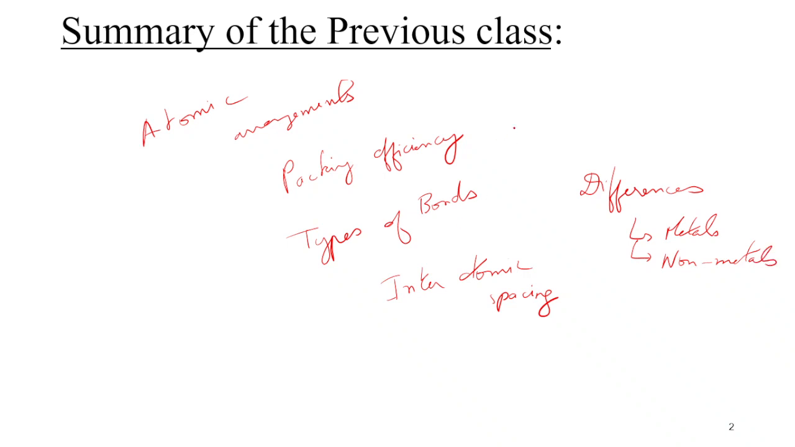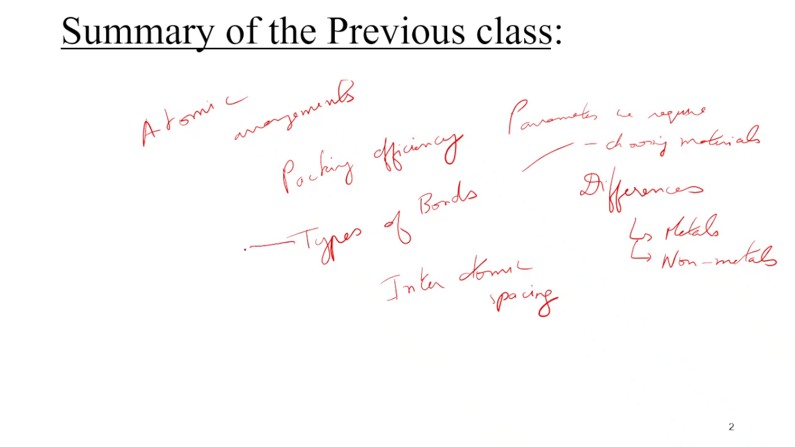Other than this, we also discussed the various parameters we require for choosing materials. Like what should we check before we choose a particular material for use in a particular application? That also we discussed. And we also saw the various atomic arrangements, then the packing efficiency in a two-dimensional space. Then we discussed the types of bonds.